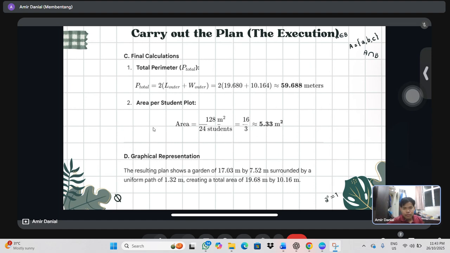The graphical representation. The resulting plan shows a garden of 17.03 meter by 7.52 meters, surrounded by a uniform path of 1.32 meters, and then creating a total area of 19.68 meters by 10.16 meters.